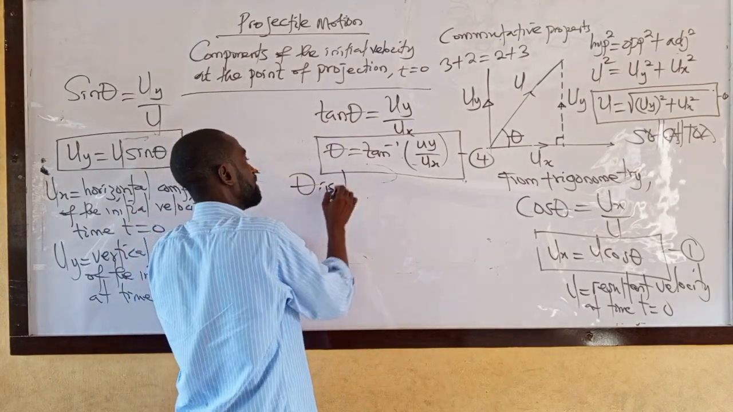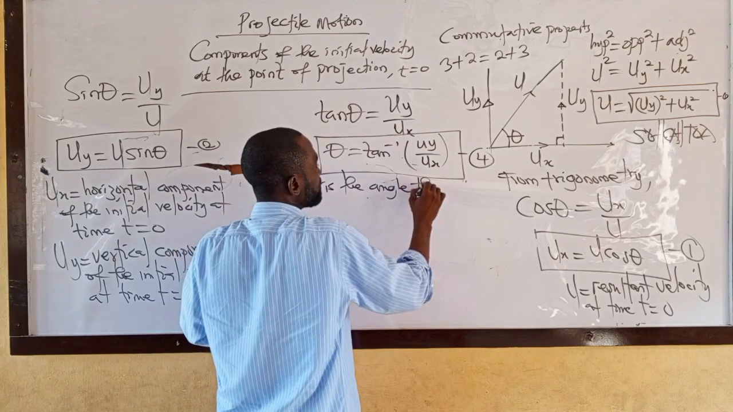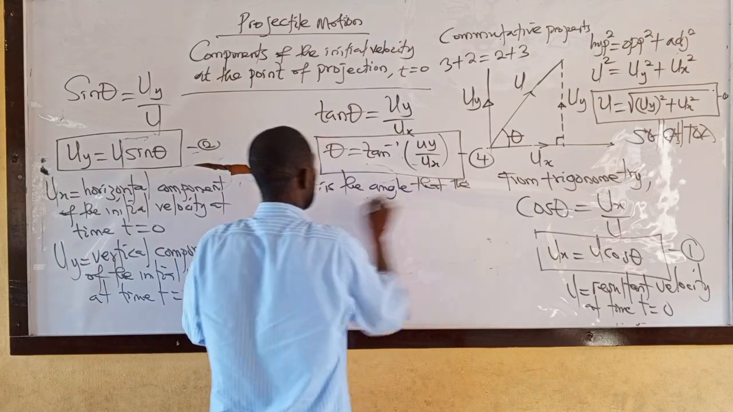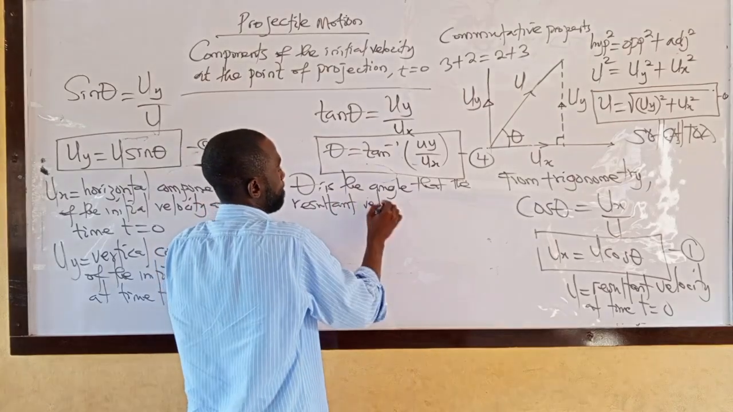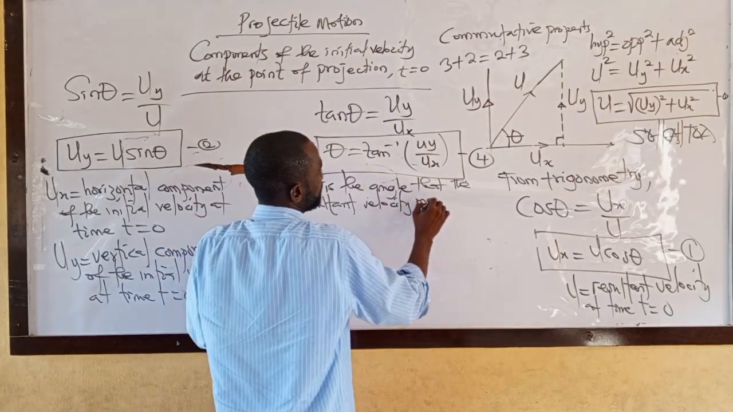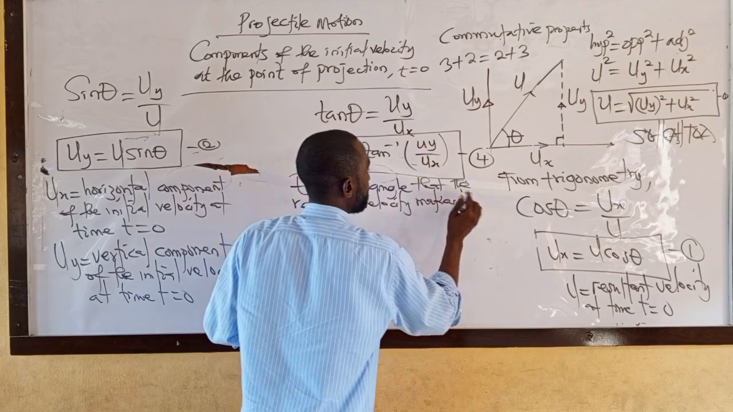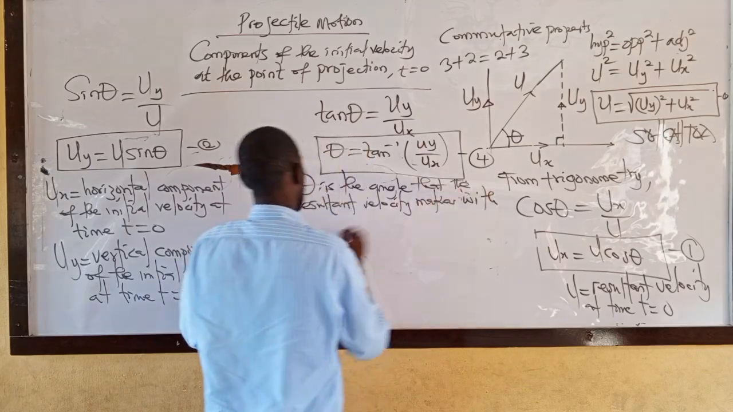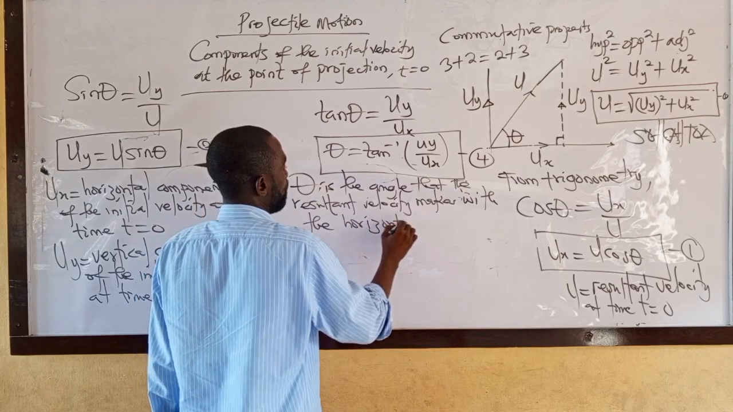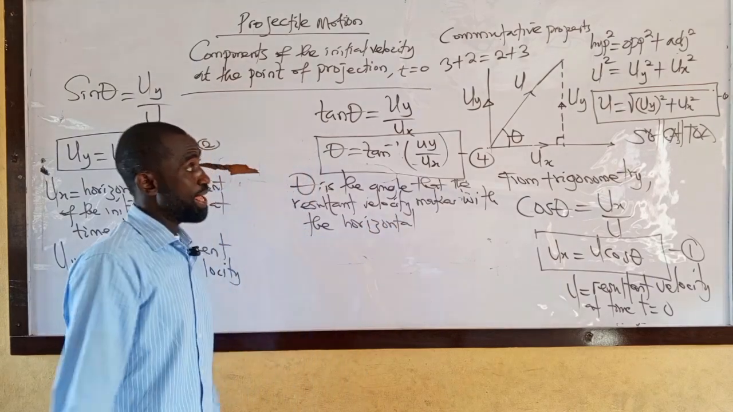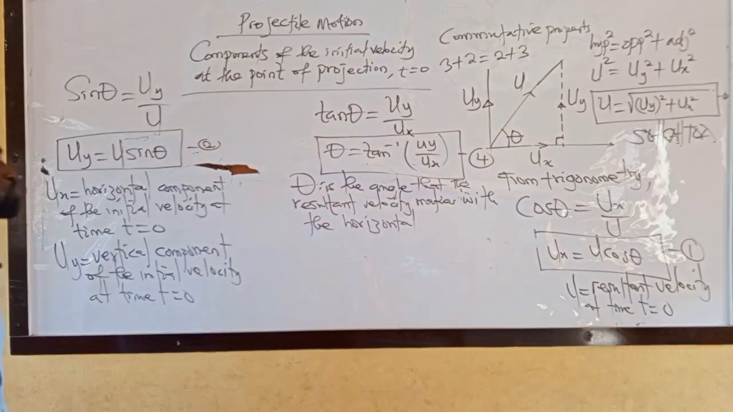that the resultant velocity, which is our u, makes with the horizontal. I mean the positive x axis. Are you with me? So we have 4 equations here.